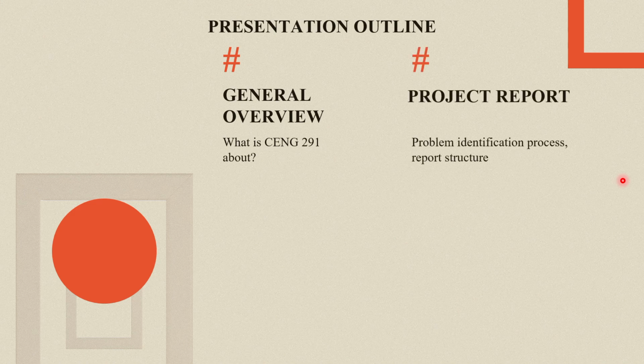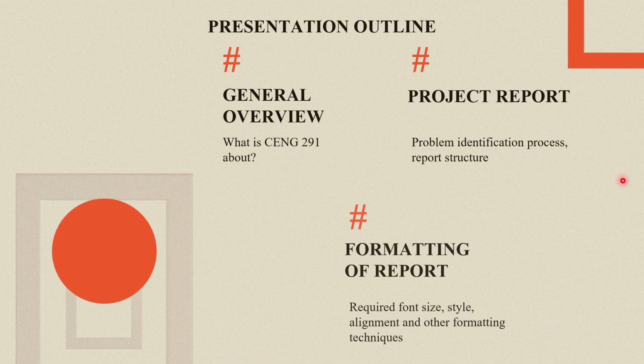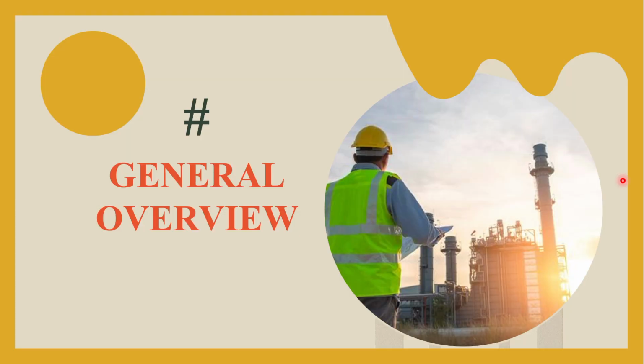We'll talk about the problem identification process, so how you are going to go through the whole process of CENG, as well as how you are going to put up your report. I'll also talk about the basic font size, style, alignment, and other formatting techniques you need to know when you put up your report. So now let's talk about the general overview of CENG.